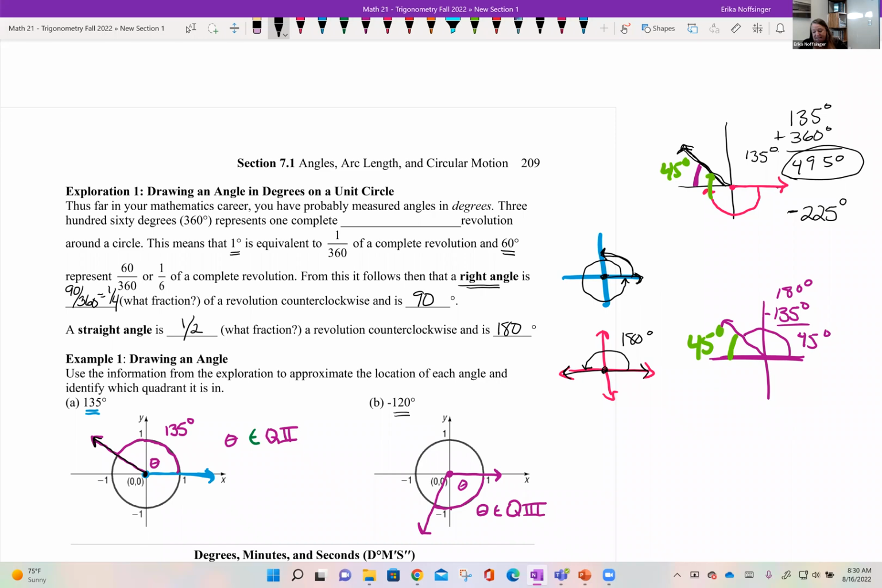So same sort of idea. Looking at this negative 120 degrees, it's really important to be able to figure out what that small angle is that our terminal side forms with the positive or the negative x-axis. In this case, because it's in the third quadrant, it's helpful to know what that little angle in here is. If that's negative 120 and halfway is 180 degrees, I know that this little piece is 60 degrees.